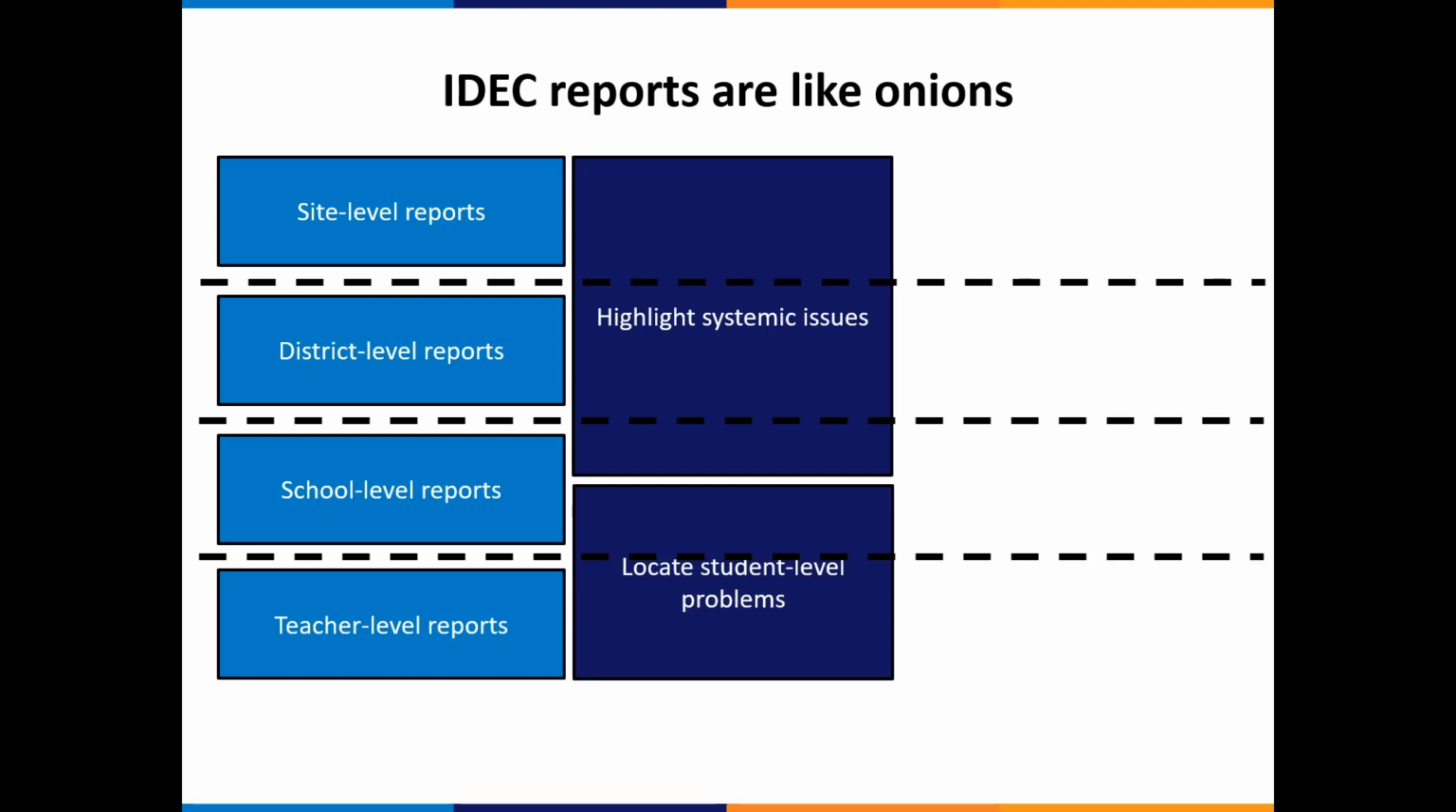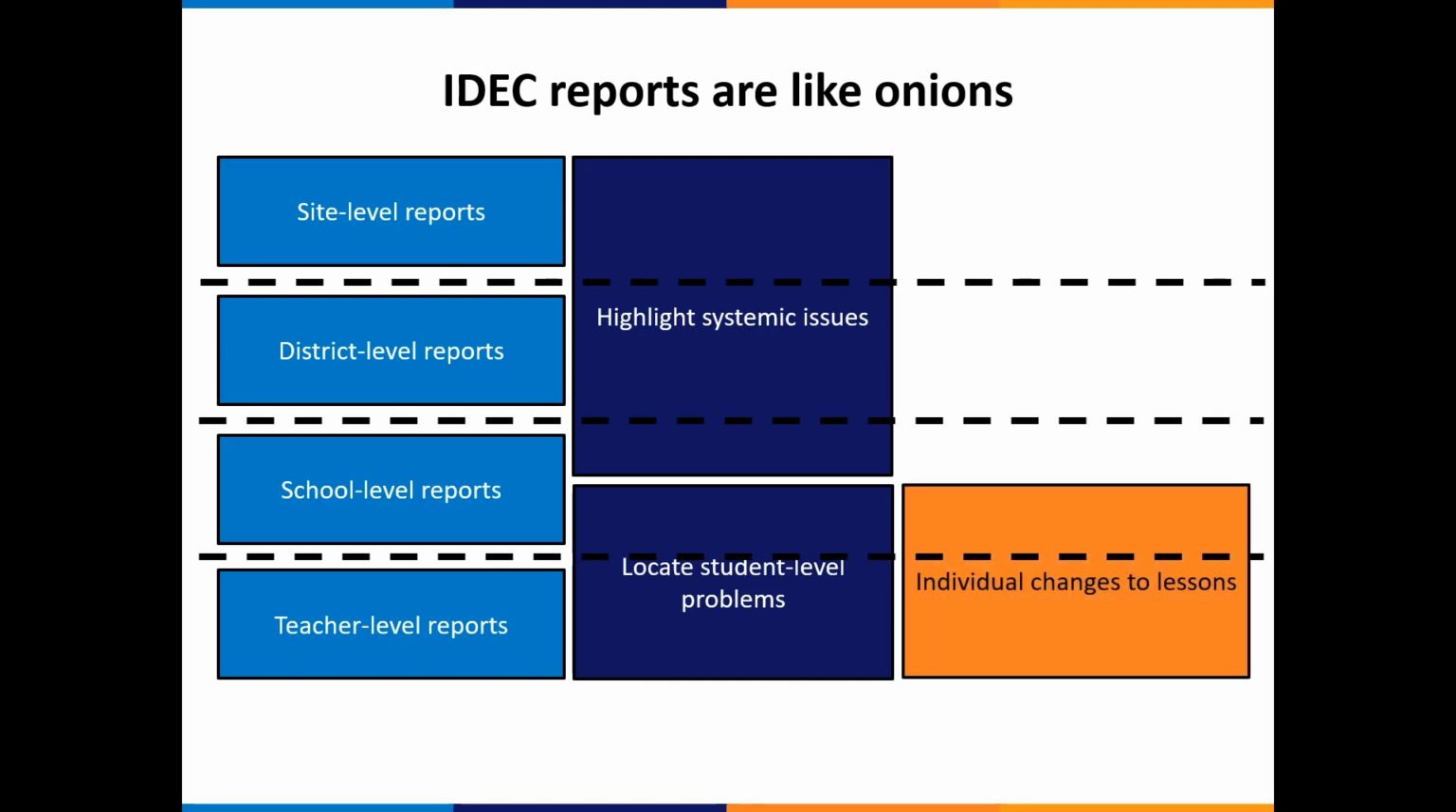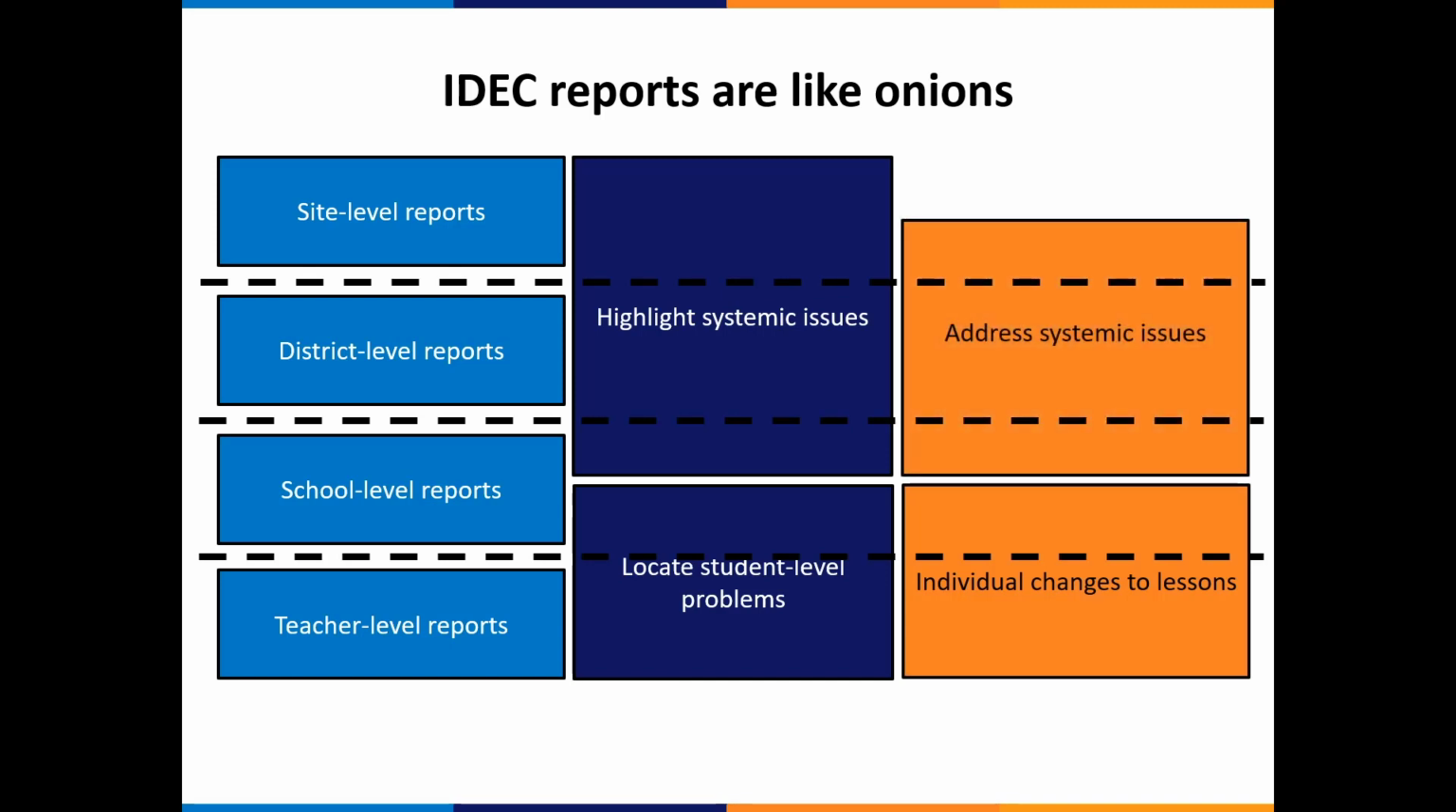Then down here at the bottom, at the lower layers of our onion, this is where we can start looking for and locating instructional or student level problems. Then, knowing this information, we can start talking about making changes maybe to individual lessons and implementations. We can work with districts and schools to start addressing these systemic issues, and then we should start seeing changes in our overall results.